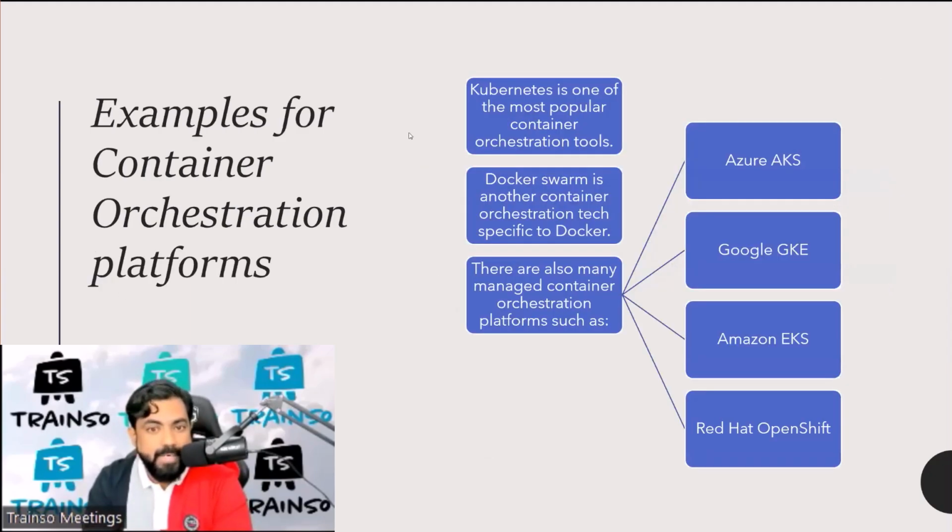Examples of container orchestration platforms include Kubernetes, which is one of the most popular container orchestration tools. Docker Swarm is another container orchestration technology that is specific to Docker. And there are also many managed container orchestration platforms such as AKS in Azure, GKE in Google, EKS in Amazon, and also Red Hat OpenShift.